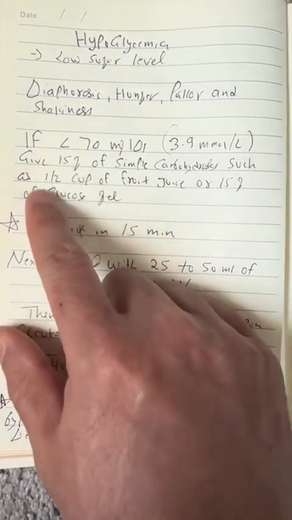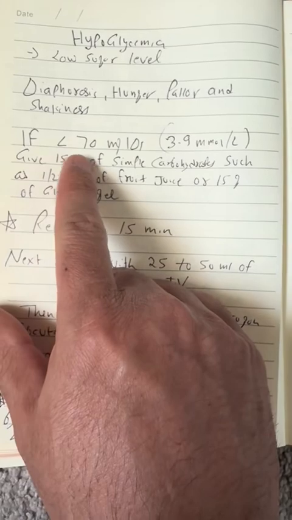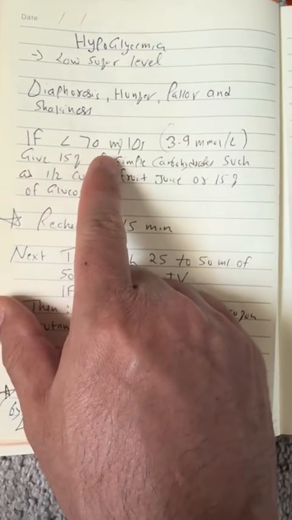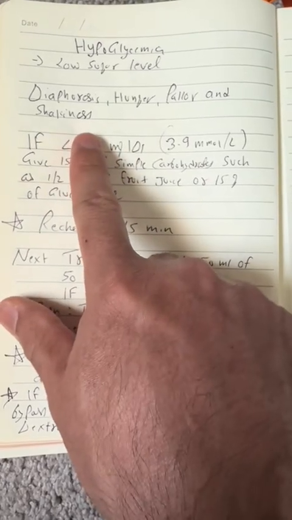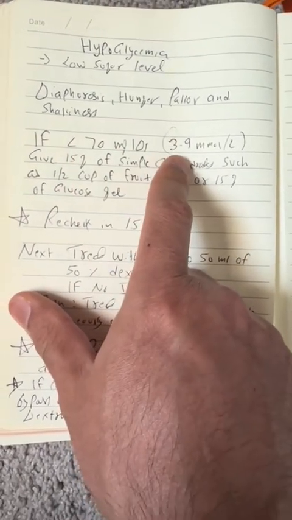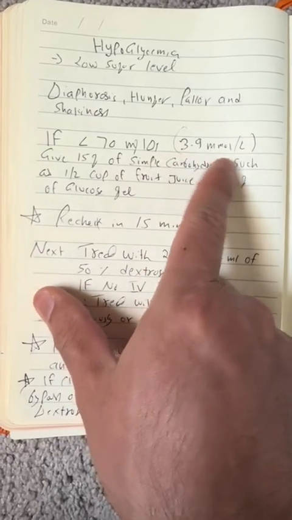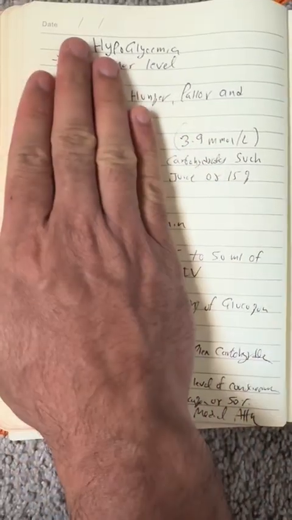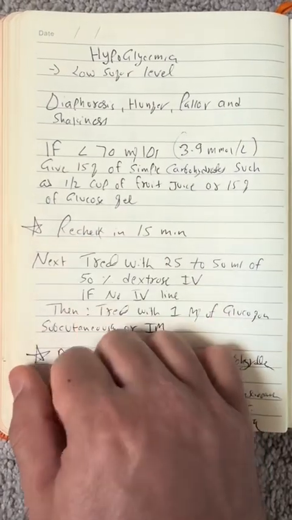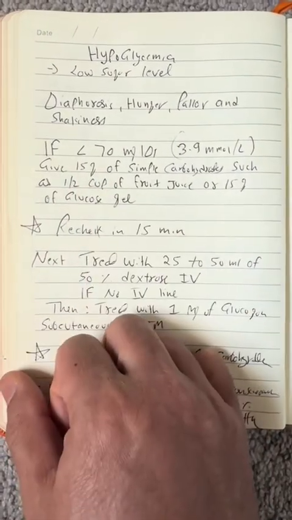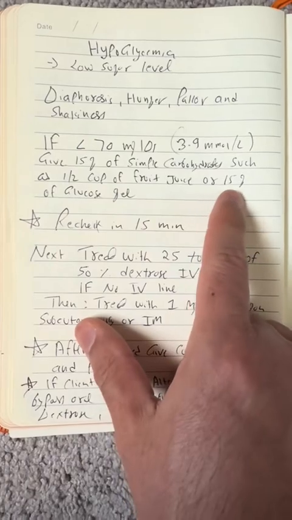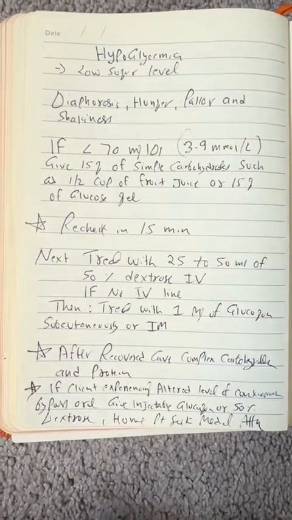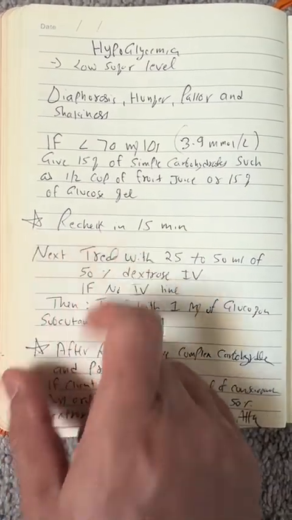Once you check the sugar, if their sugar level is less than 70 milligrams, sometimes during your exam they may not give you the 70 number, they will give you a number like 3.9 mmol/liter. So you have to know both numbers. If their sugar is less than 70 milligrams, then you have to give 15 grams of simple carbohydrate, such as half a cup of fruit juice or 15 grams of glucose gel. Then you have to recheck their sugar in 15 minutes.